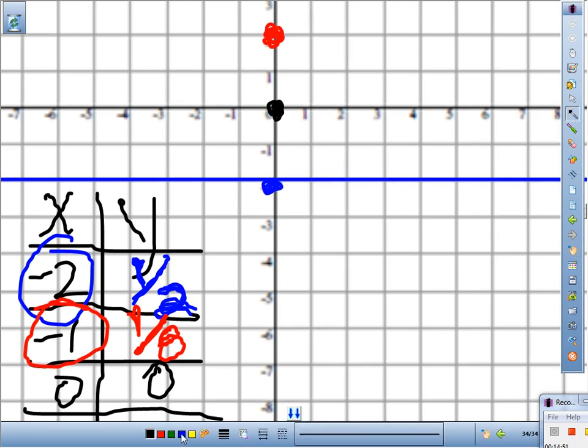(-2, 1/2). (-1, 1/8), about right there. (0, 0). And what do you guys notice (0, 0) is? Our vertex, right? Which means what is 1 of x? 1 of x is 1/8 of y, that is correct. And 2 of x is what? 1/2, that is correct. And we graph our parabola.